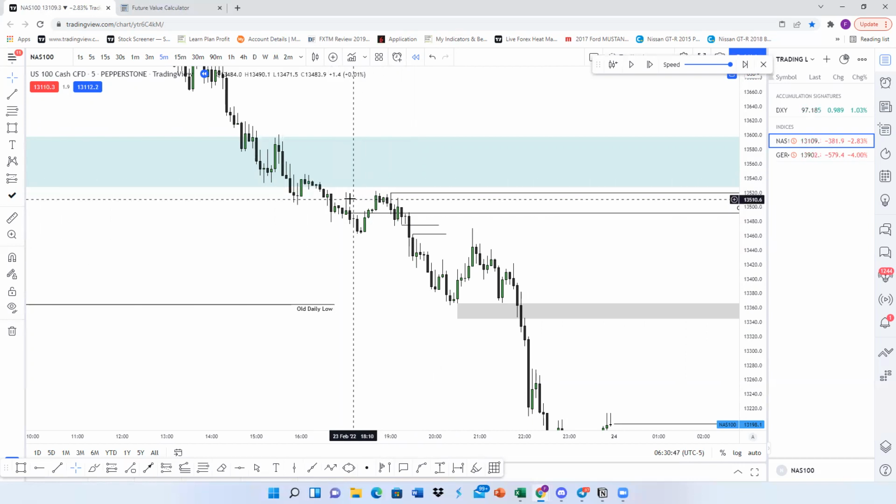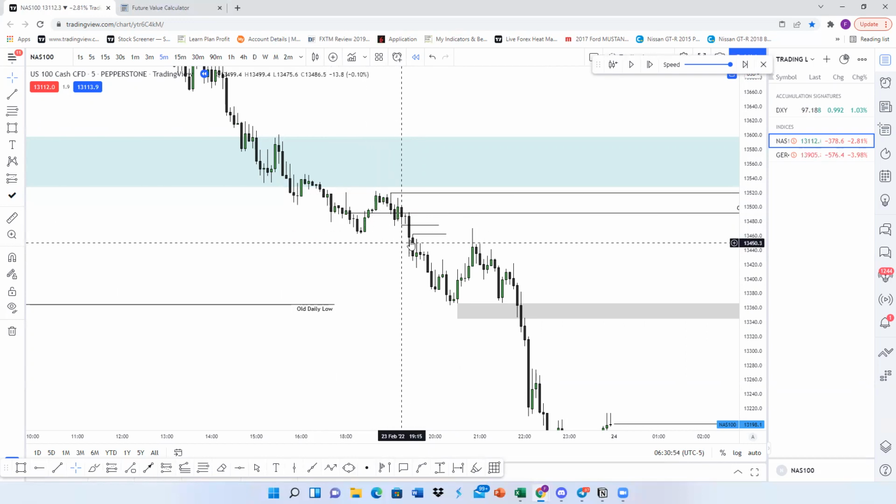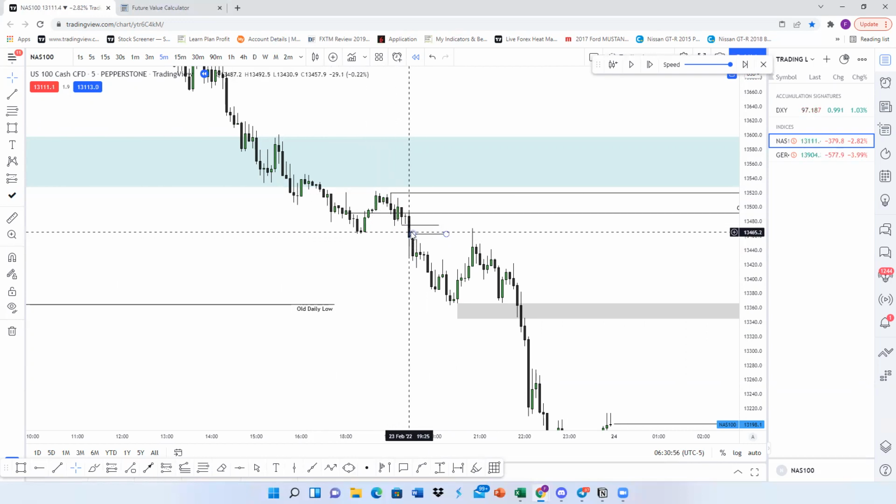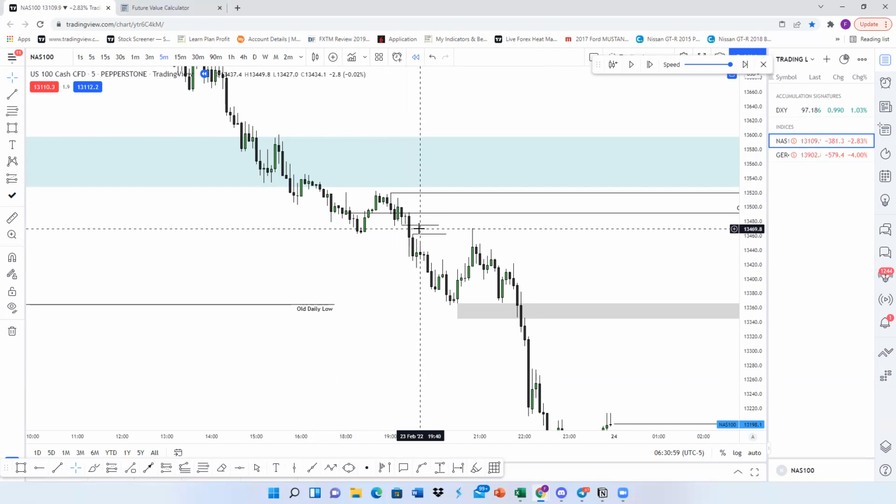So what's the accumulation zone? Somewhere inside here, right? Now, what's this in line with? This is in line with what imbalance? The imbalance is over here. Now, can you see anything over here? No, it's just a liquidity void, right?